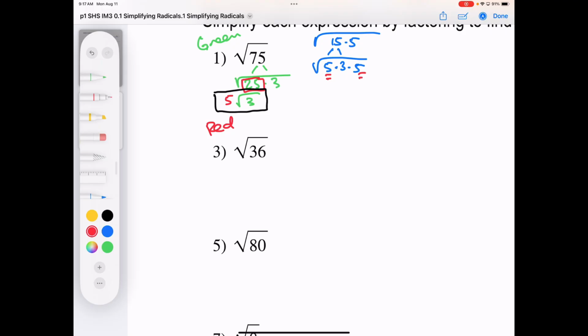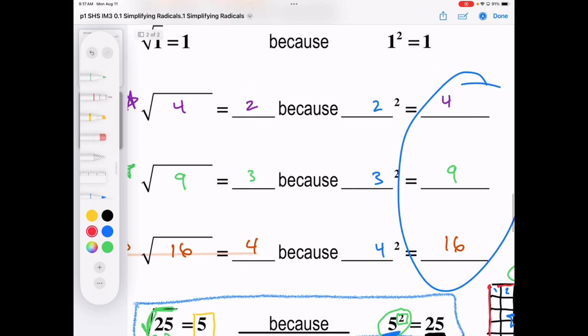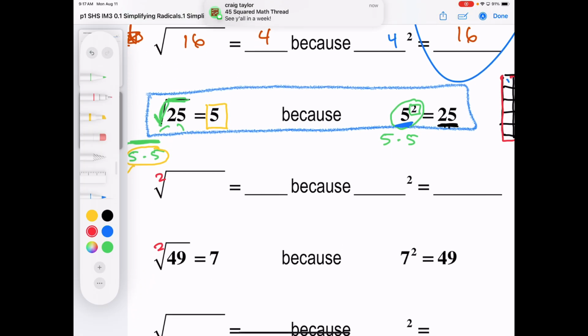Okay? Red chairs. Square root of 36, the answer is? Red chairs. I want to start with the red chairs. What's the answer? Just tell me the answer. It's 6. The easiest way is that you would have looked back at your chart. Should have been 36.